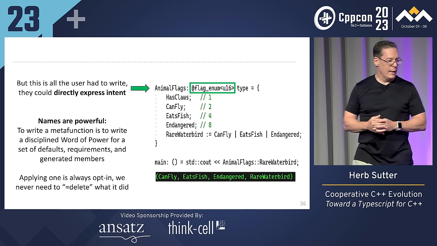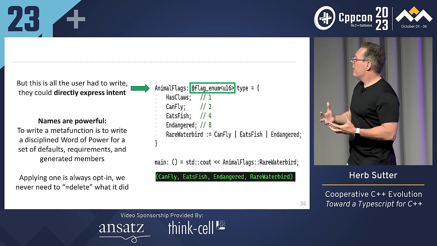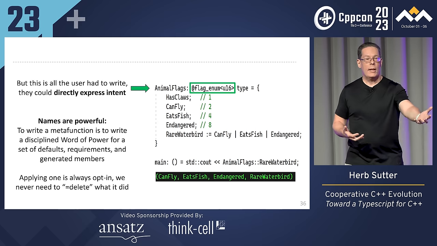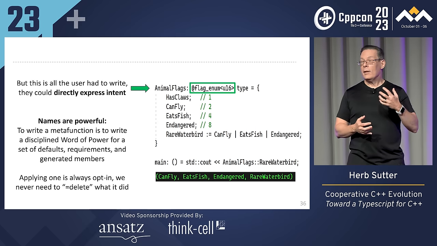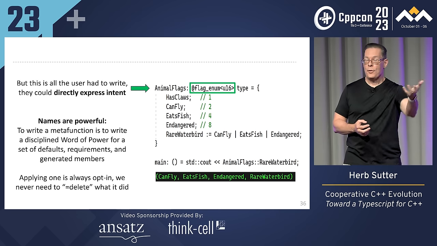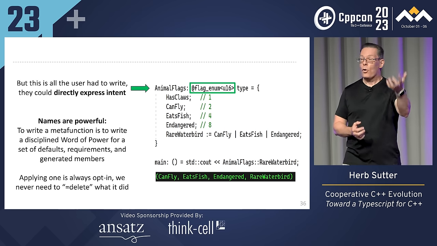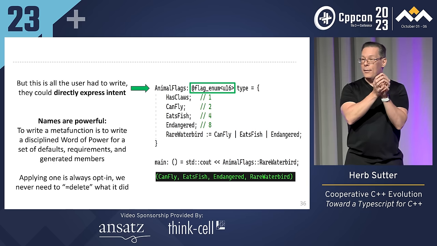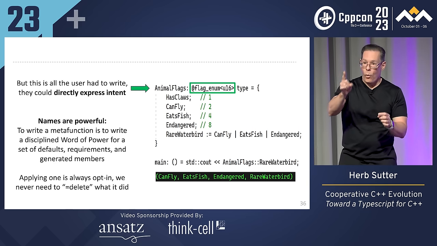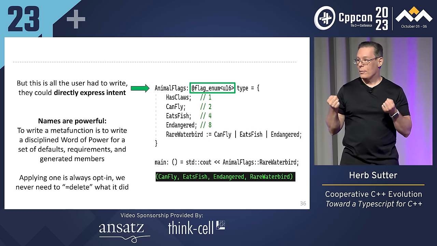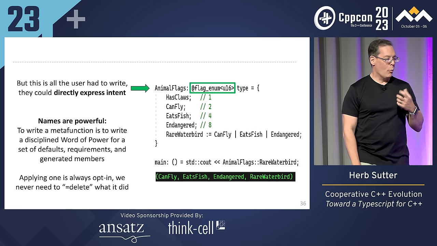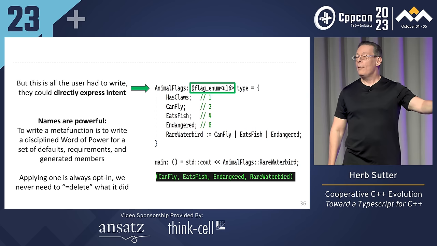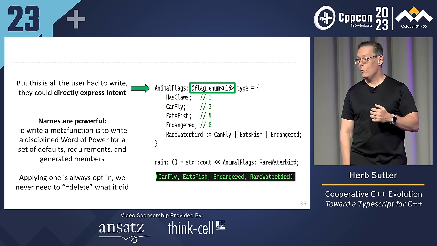Giving something a name is super powerful. This is like letting somebody write a class. When Bjarne let us write a class, string, variant, we could write a word of power for folks to use that encapsulated a whole bunch of behavior and rich meaning in one word. That's the same thing we're doing here. A word of power for defaults, requirements, and generated members, and it's always opt-in, so we never need to equal delete one of them.